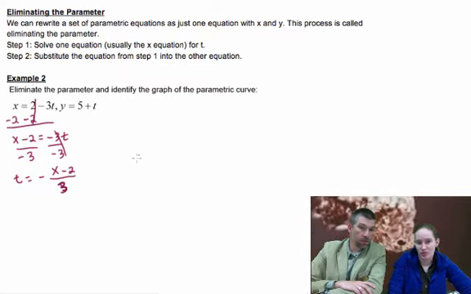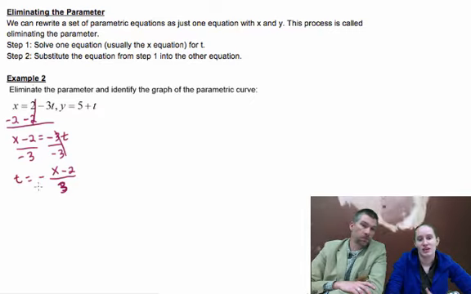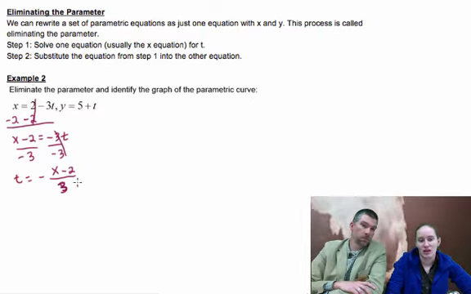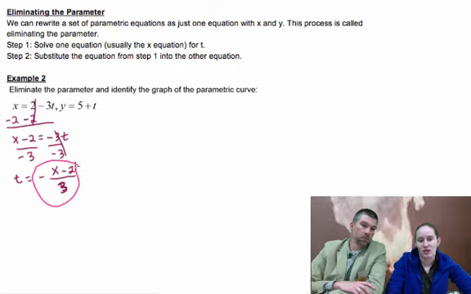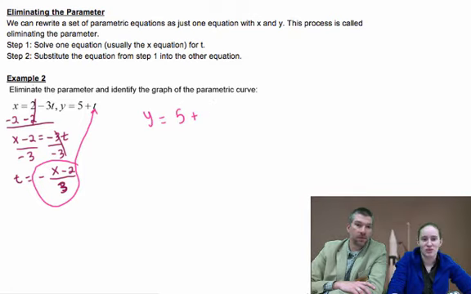We can, but we don't have to. Okay, so this is what I get for t, and then I'm going to take that and put it right here where this t is in y. So y equals 5 plus, well, actually minus.